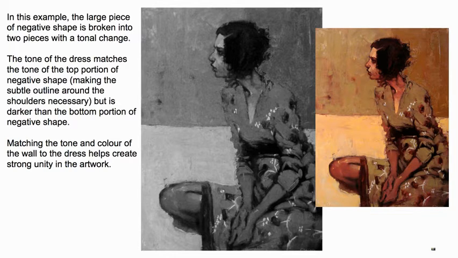And we can really see evidence of that in the black and white version. So again, the space around her is one big chunk of negative shape, but it's broken up nicely by two different values. And then in the end, of course, two different colors, the yellow versus the green.